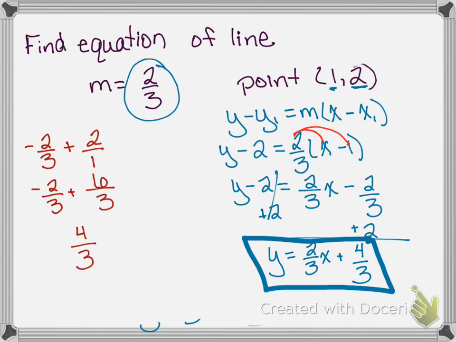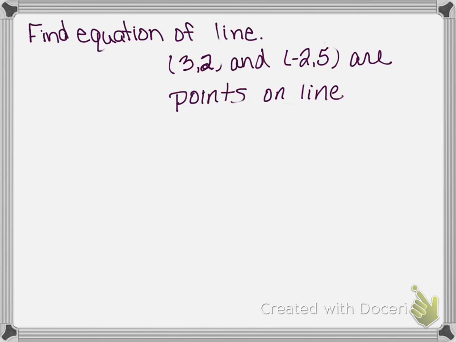Okay, can we do another one? Okay. So, this one is slightly different. I am not given my slope. I have to find an equation of a line where (3, 2) and (-2, 5) are points on the line.